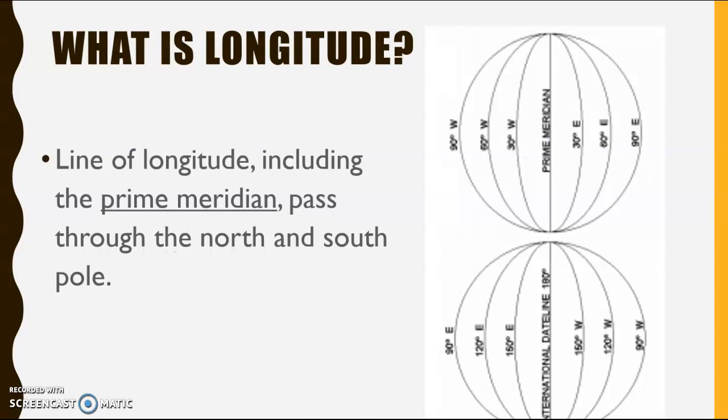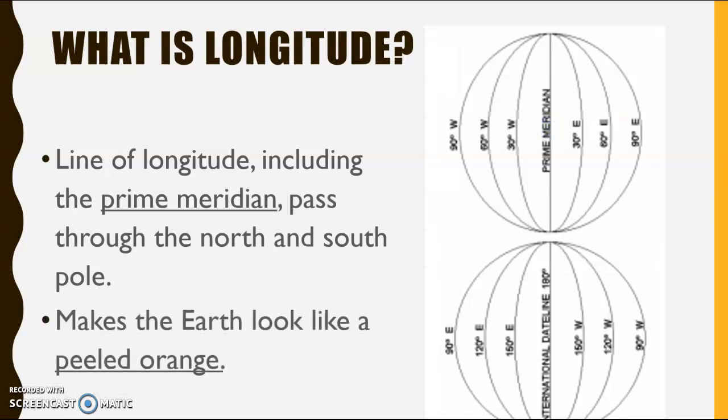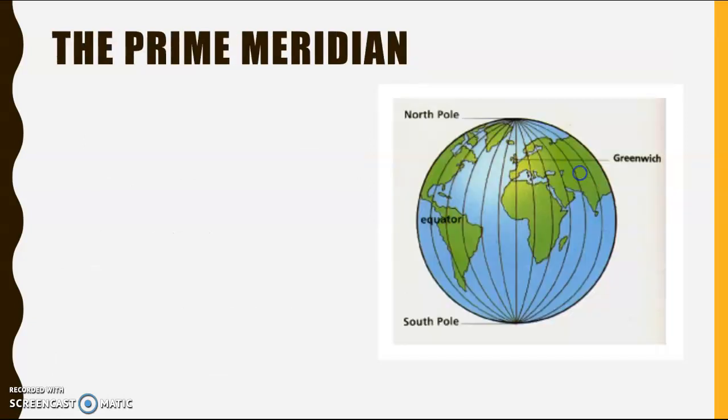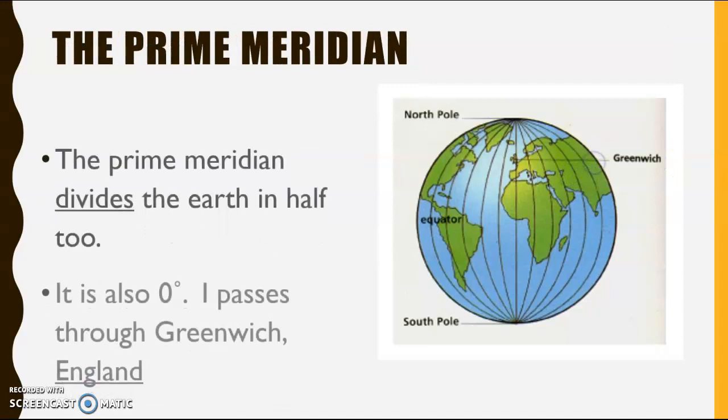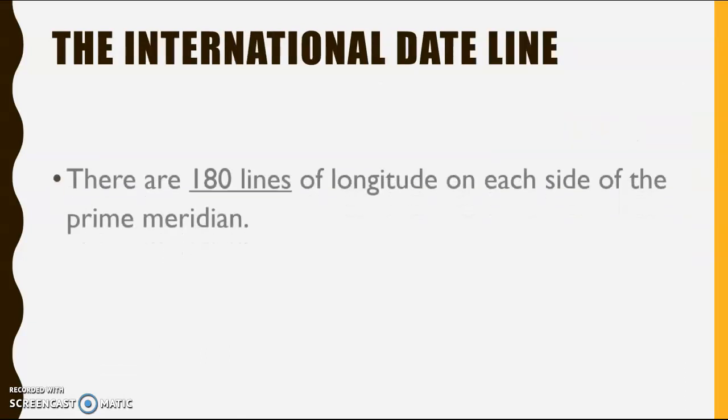Lines of longitude, including the prime meridian, pass through the North and South Pole. It makes the Earth look like a peeled orange, you know, when you take off the skin and those are the pegs. The prime meridian is a little bit different. It does divide the Earth in half. It's also zero. It passes through Greenwich, England.